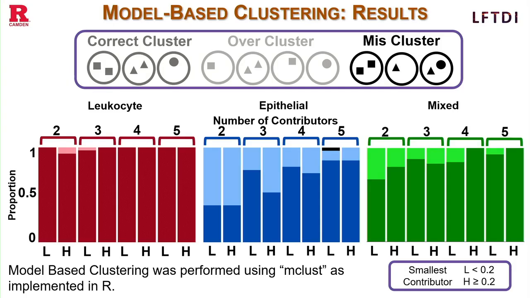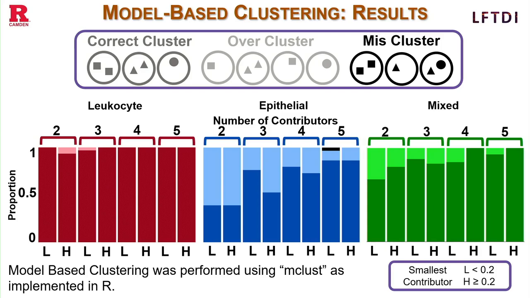So same for epithelial cells, we did the same thing across the number of contributors, 2 to 5, and again, L and H indicates the proportion of the smallest contributor. Now the important takeaway from these graphs is that for leukocytes, like I said, there are no overclusters with an increase in the contributors, and no misclusters.